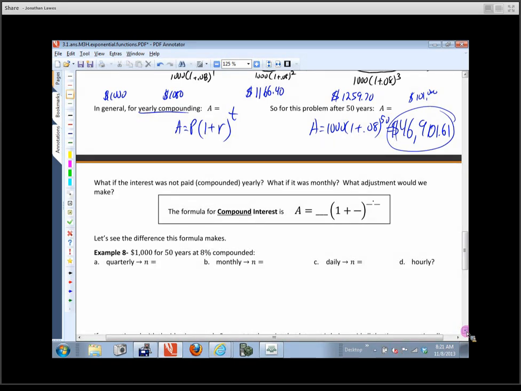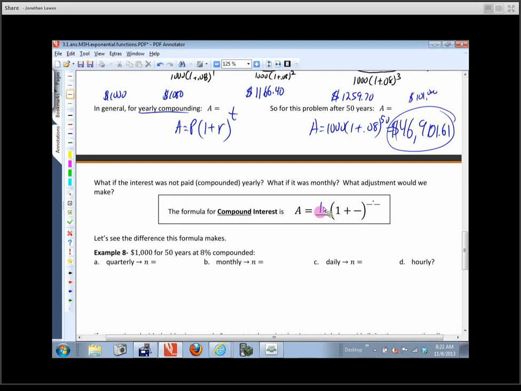Okay, now, if we did something quarterly, and it was 8%. Quarterly interest is how many times per year? 4 times per year. Are they going to pay us the full 8% 4 times a year? No, that would be 32% every year. That would be awesome, but that's not what they're going to do. So we need to make a little adjustment.